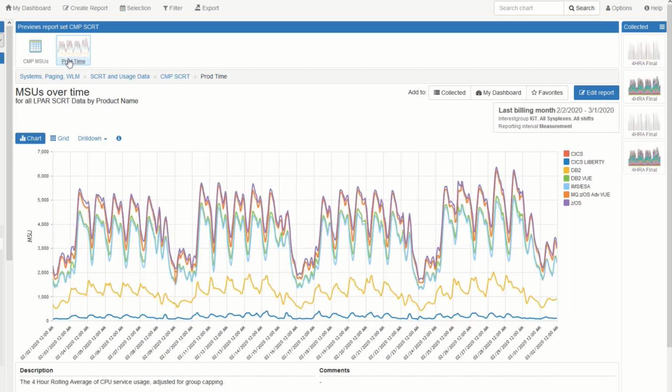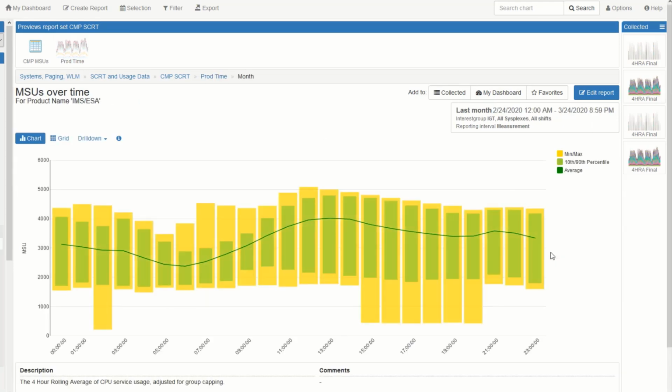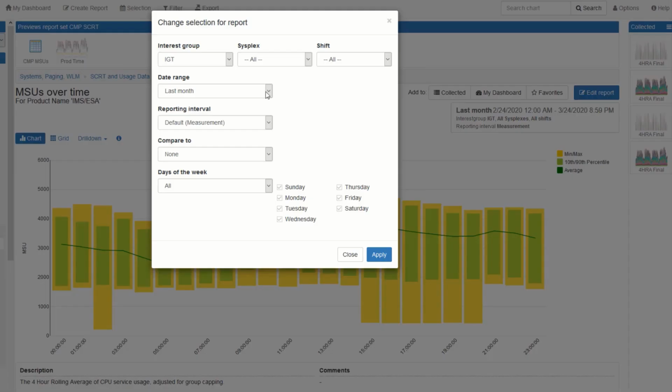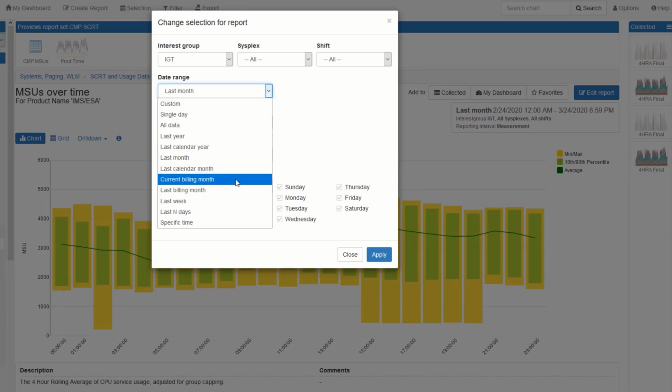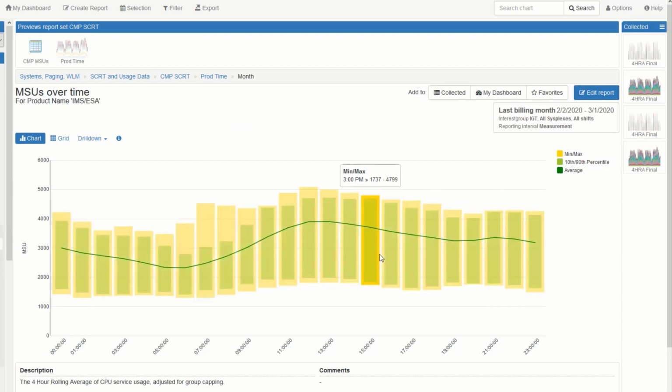There are several time-of-day profiling capabilities available for metrics throughout the entire IntelliMagic Vision product that can also be very helpful when performing SCRT analysis. Let's go ahead and look at the time-of-day profile for the IMS activity for the previous billing month. So this shows the average value for each hour across the month. That's the green line. The green bar represents the 10th and 90th percentiles, so throwing out the 3 highest and the 3 lowest days. And then the yellow bar represents the absolute minimum and maximum.